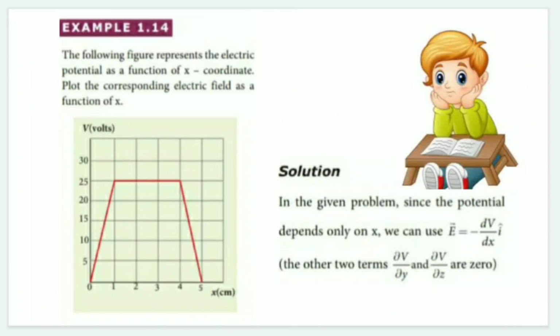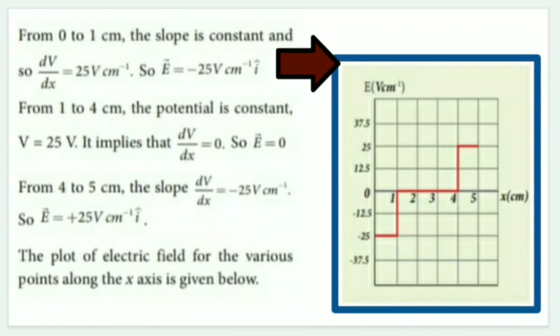Now what happens from 4 to 5? The value is actually reduced. So dV by dx is equal to minus 25 volt per centimeter. So we know that this particular E is equal to minus of dV by dx. So minus of minus 25 is plus 25 volt per centimeter i cap.